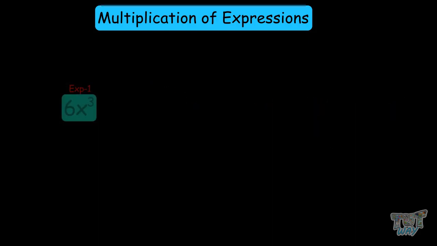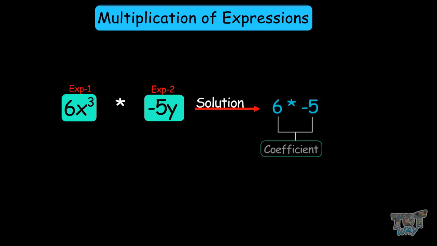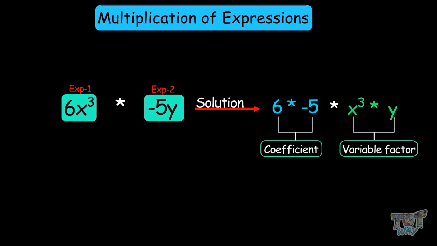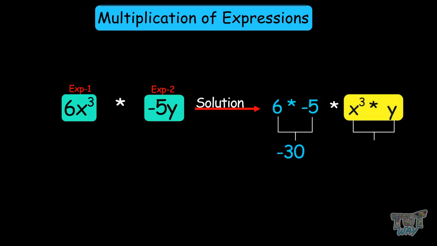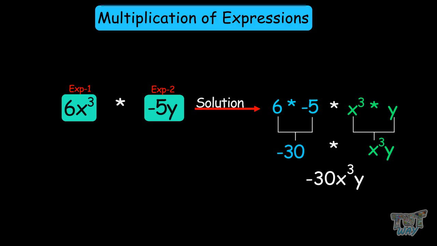Next question. 6x cubed times negative 5y. Multiply the coefficients, and then we multiply the variables. So 6 times negative 5 becomes negative 30. X cubed times y becomes x cubed y. Now we multiply these two together. So we get negative 30 times x cubed y.